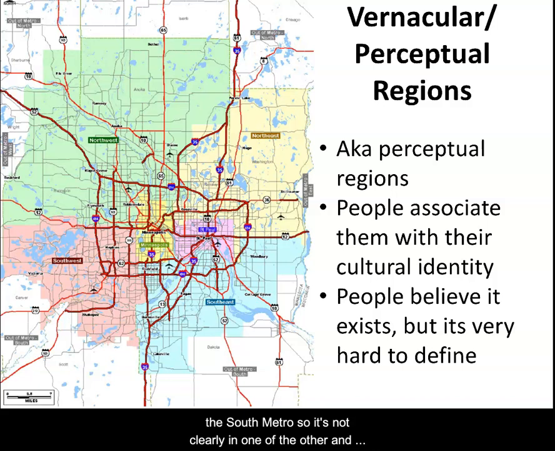So it's not very clear when you're in one or the other, and there's no capital or center to the Southeast Metro, the Northeast Metro, the Northwest Metro. It's not like Anoka is the center of the Northwest Metro, even though looking at the way this map tries to define it, it looks like it's in the center. That doesn't really exist. It's hard to define.